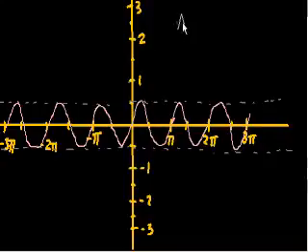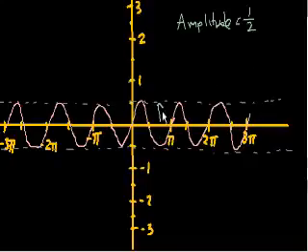The amplitude is just how much it moves up and down, above and below the x-axis. Here, it moves up 1/2 above and below the x-axis. So the amplitude is 1/2. And keep in mind, the amplitude is not this whole distance. It's just how much it moves above or below the x-axis. So in this case, the amplitude is 1/2.